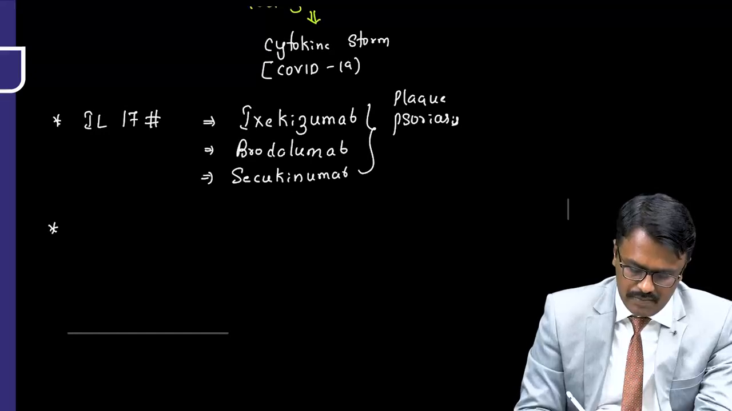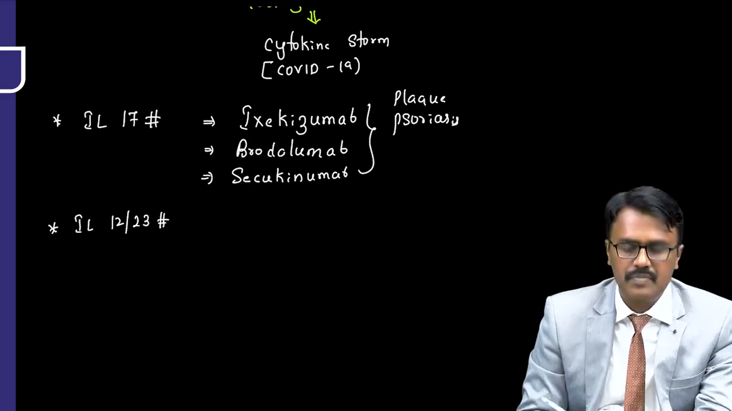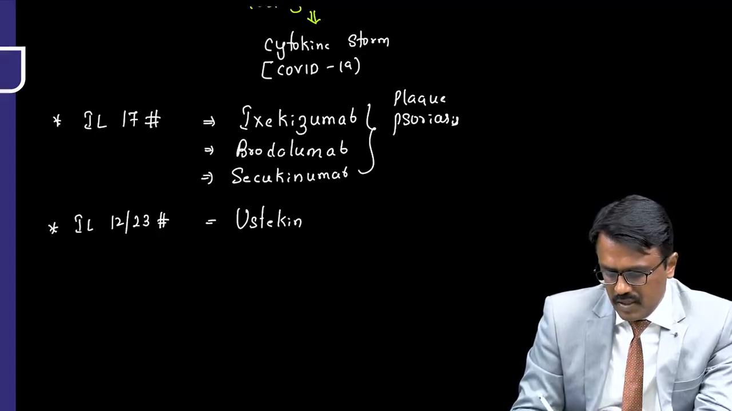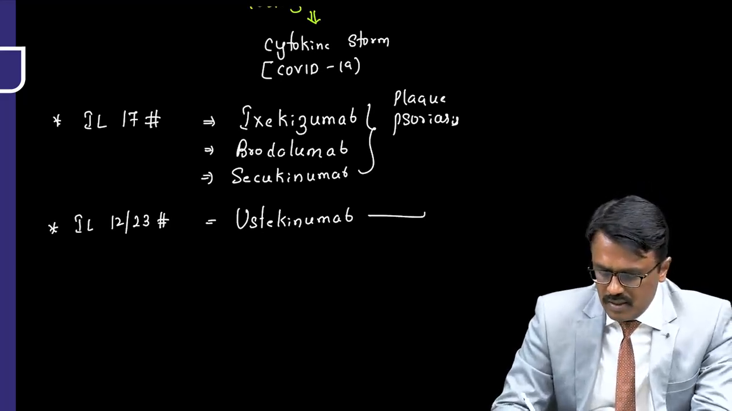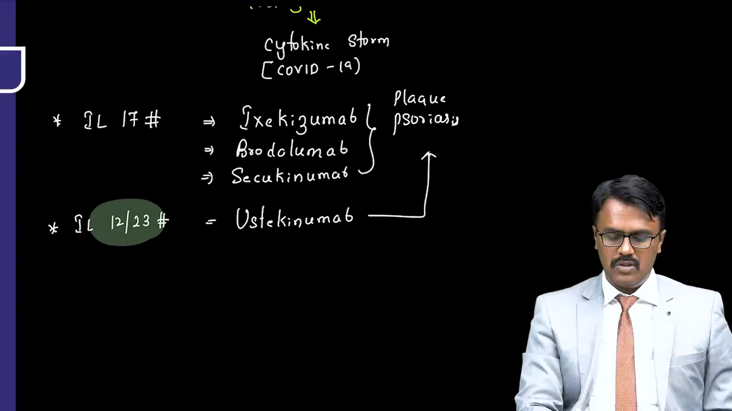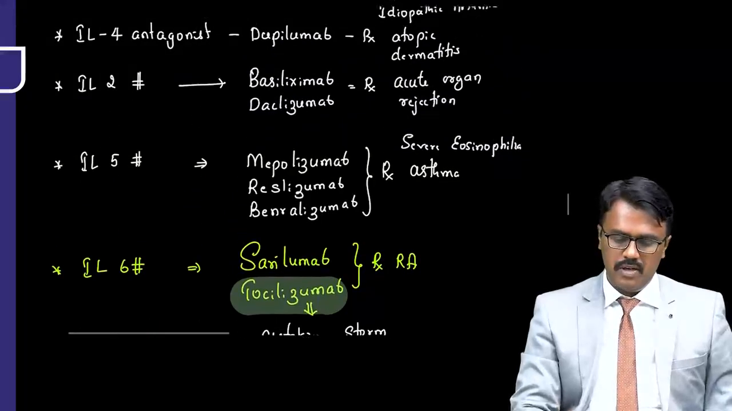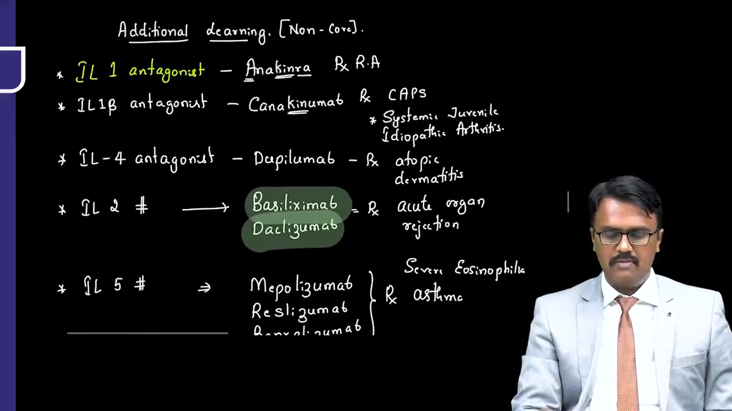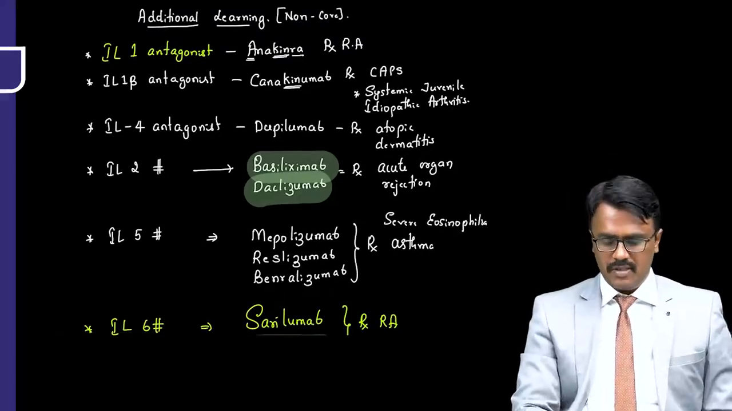Then we have another that blocks interleukin 12-23. The name of it is ustekinumab, and it is also approved for the same condition, plaque psoriasis. This question has already come: tocilizumab's mechanism was asked, and where to use basiliximab and its mechanism of action were asked. That's why this list is very important, particularly for INICET pattern exams.